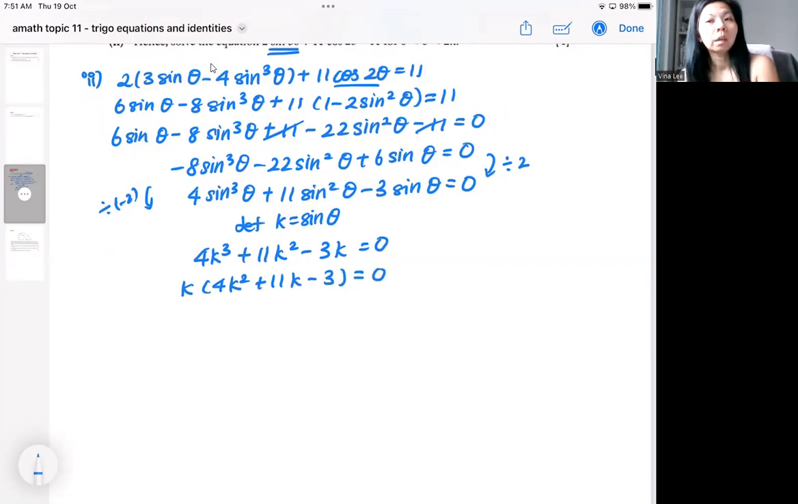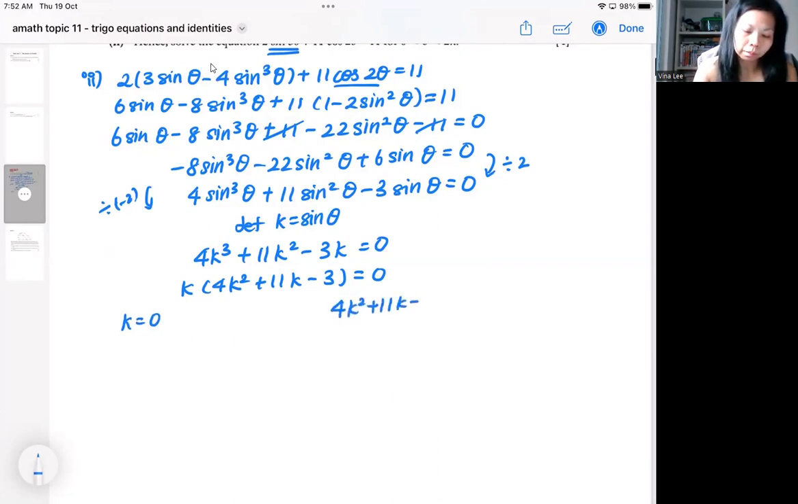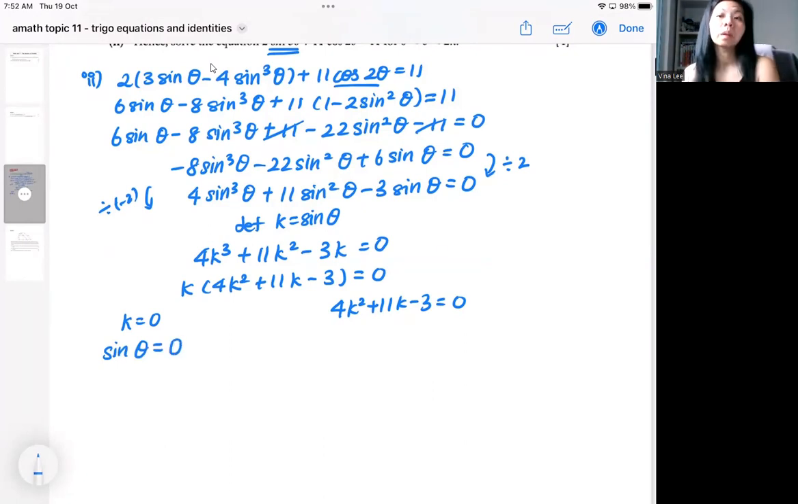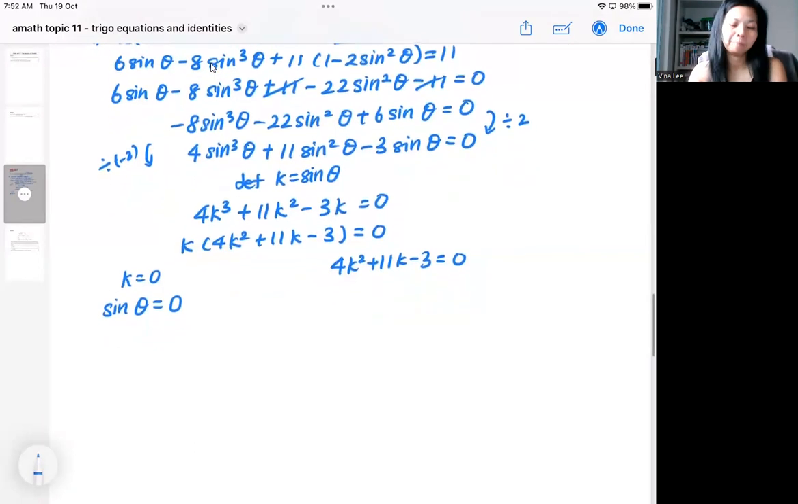Now, for this part, when you factorize already, do not cancel the k away, because you will have a first bracket equal to 0, second bracket equal to 0. So at the first bracket equal to 0, you actually got a sine theta. You return back your k, so you actually got sine theta equal to 0. If you throw away this k, you end up losing the answer that comes from sine theta equal to 0. So first of all, don't throw away the k. If not, you throw away a set of answers.